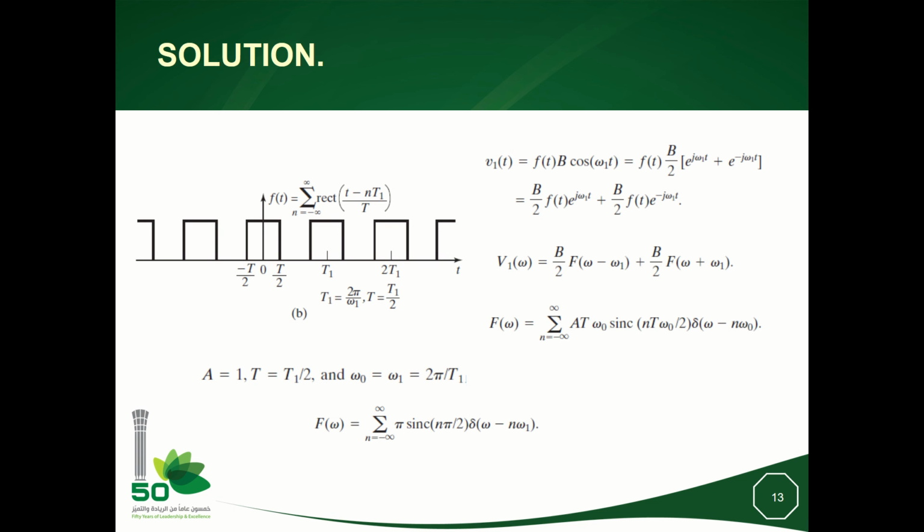So I have the sinc function at some specific frequencies, because it is multiplied by the delta, and the delta is 0 otherwise. It means that this F(omega) will exist only at some specific frequencies n omega1, meaning multiple values of the frequency omega1.